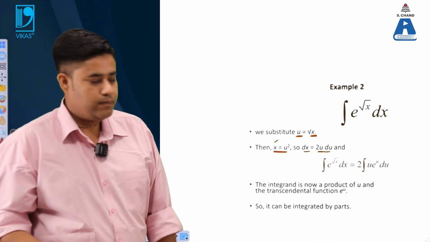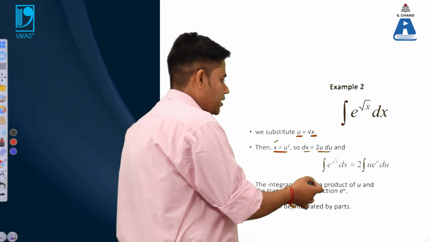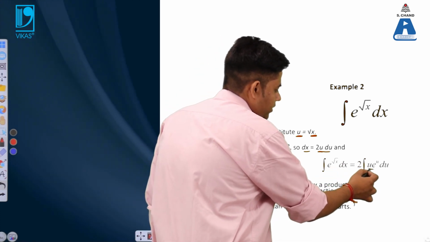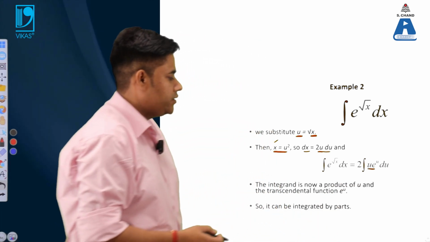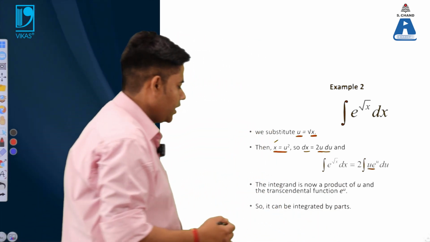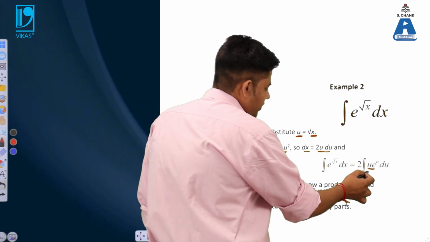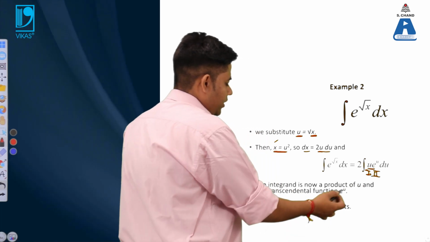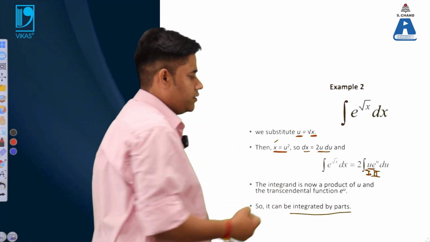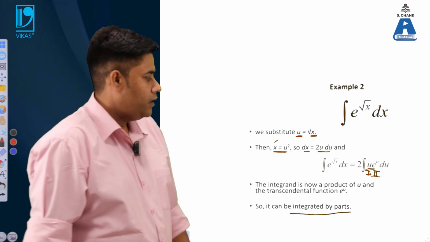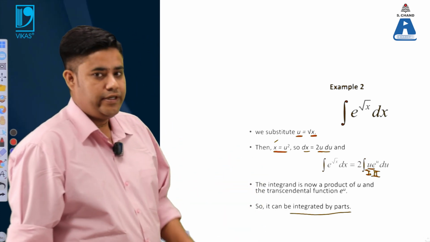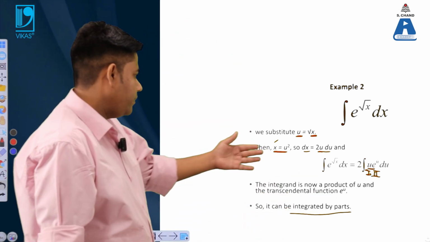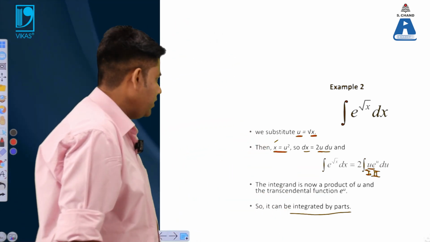Now how can I solve this part? We'll use integration by parts, because these are two different functions and they are in product form. So we will use the algebraic function as the first function and the exponential as the second function, and then we'll use integration by parts to solve this particular example. I have already told you about integration by parts in the part before the break, so you can apply that concept and solve it easily.